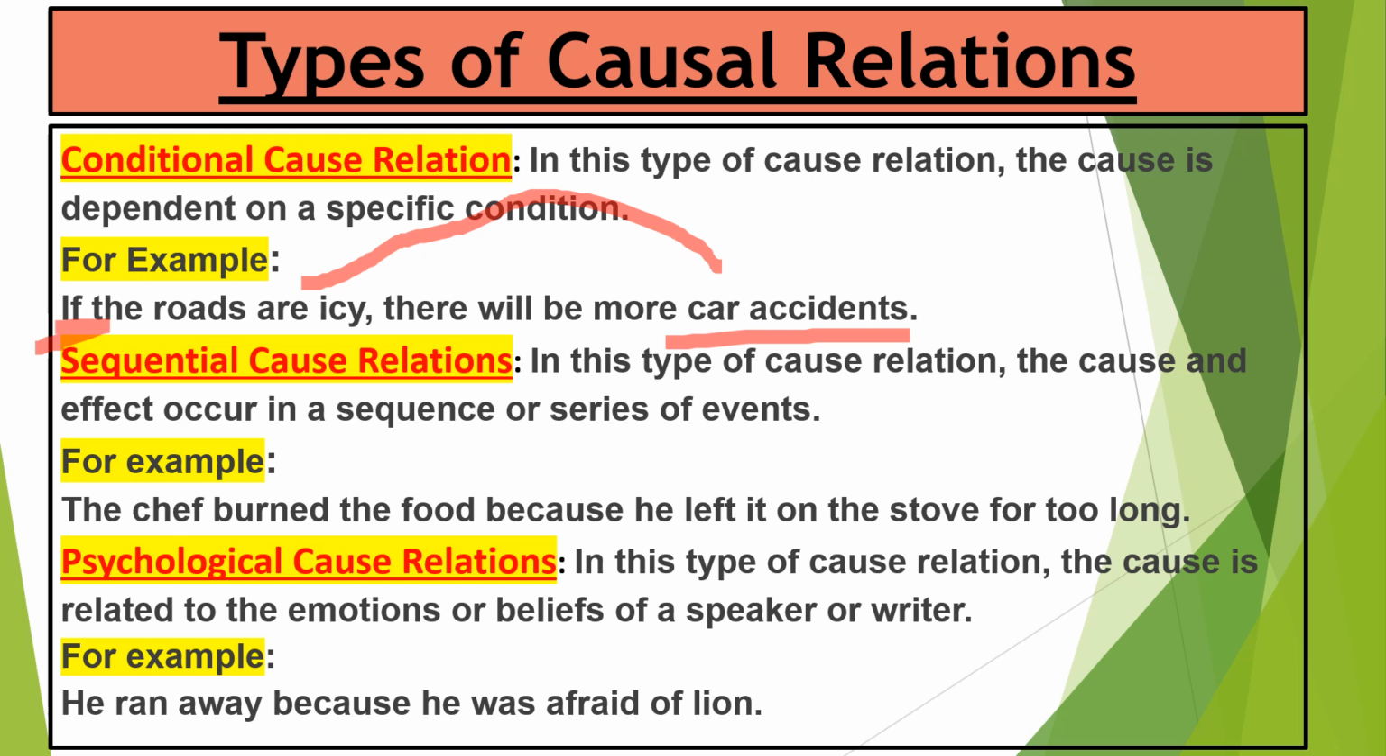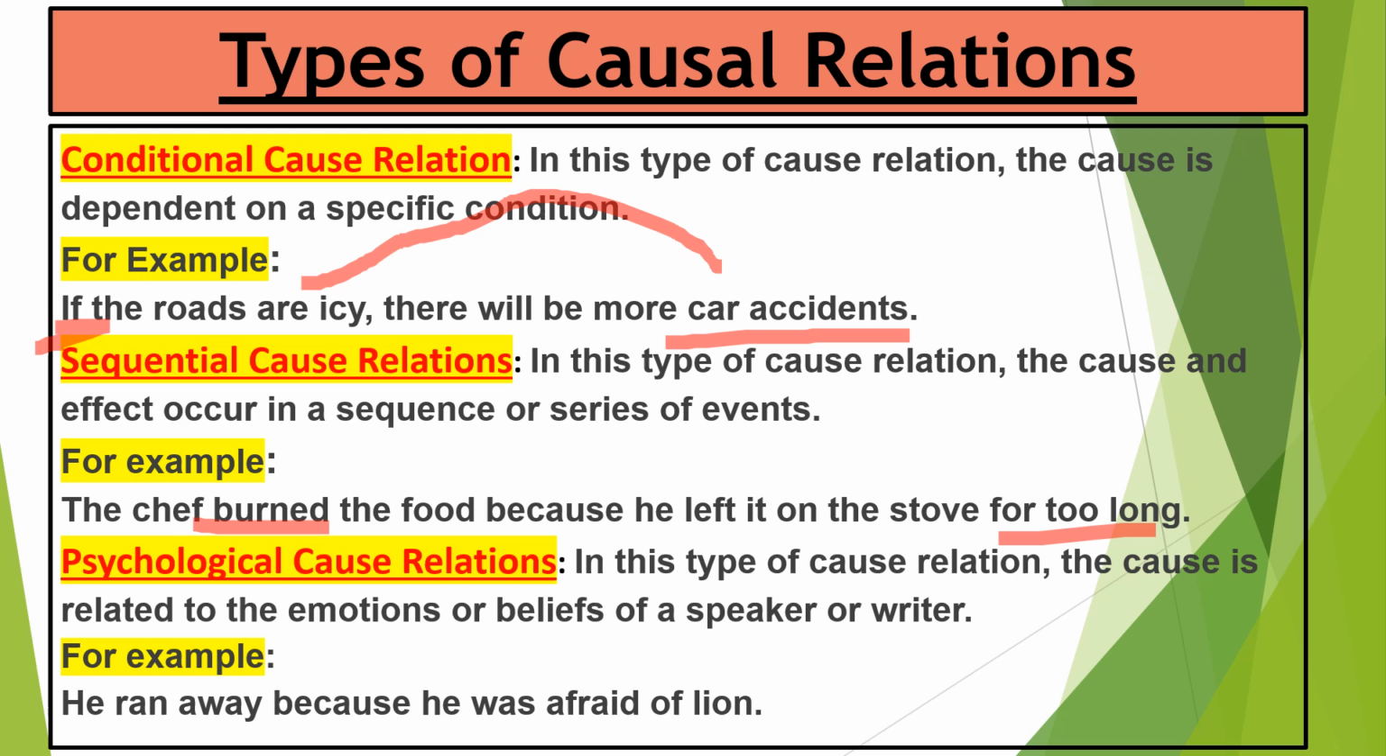Sequential causal relation, in which there is a series of events or a sequence in which the effect is achieved, as in the chef burned the food because he left it on the stove for too long. There are different processes involved in it. For example, after the first 5 minutes, what happened? After 10 minutes, what happened? What was the color of the food? What was the smell? So there are sequential events involved in it.